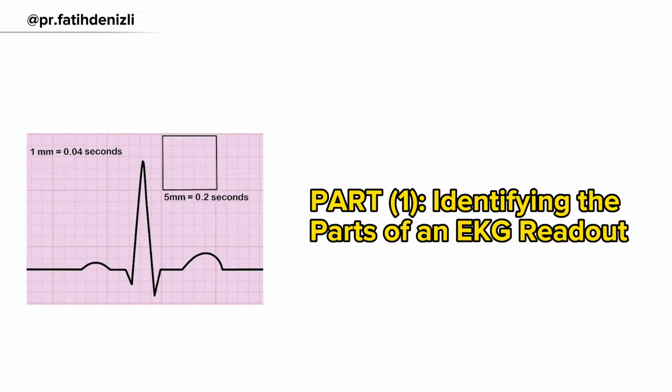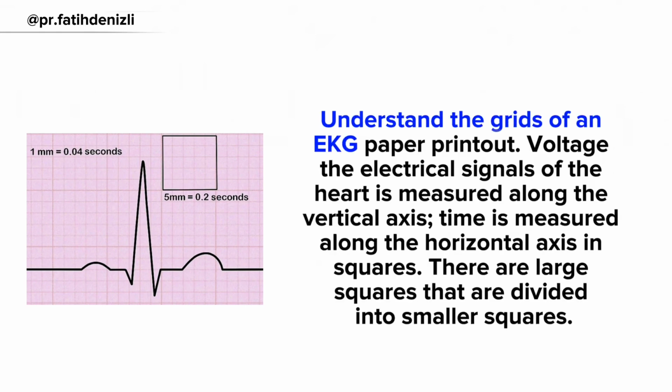Part 1. Identifying the parts of an EKG readout. Understand the grids of an EKG paper printout. Voltage, the electrical signals of the heart, is measured along the vertical axis. Time is measured along the horizontal axis in squares. There are large squares that are divided into smaller squares.